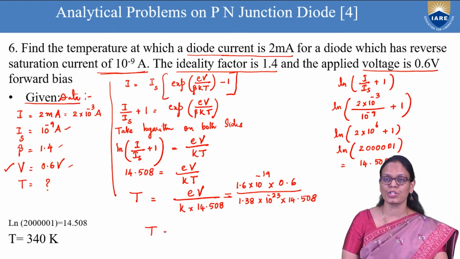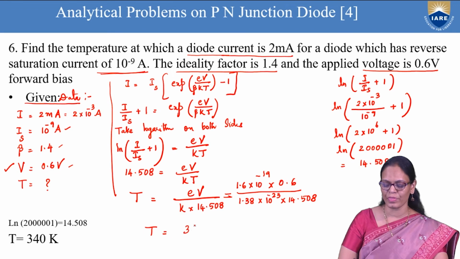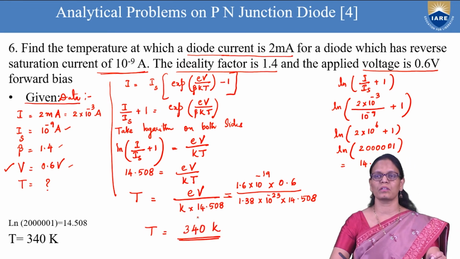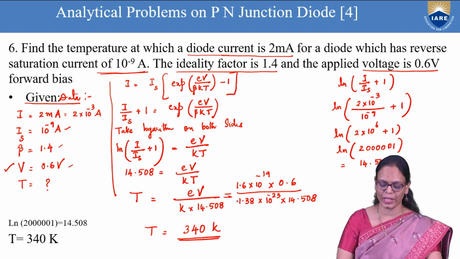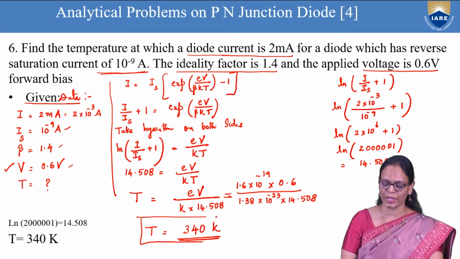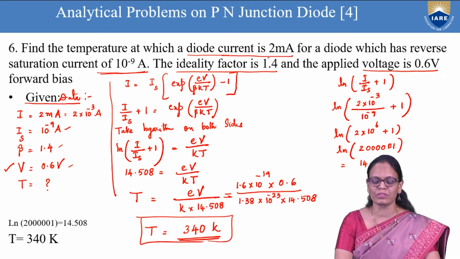So the temperature we are getting is around 340 Kelvin. So the temperature expressed in SI system is always in Kelvin. This is the temperature at which we have the current flowing through the diode as 2 milliampere.